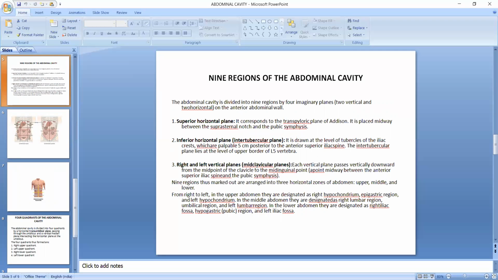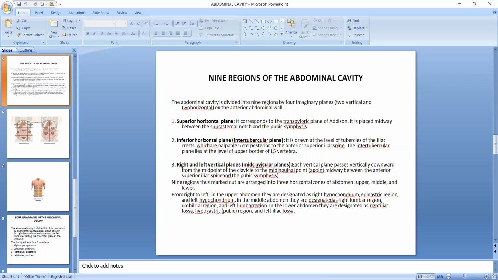Nine regions of the abdominal cavity, and we discussed here the regions of the abdominal cavity. The abdominal cavity is divided into nine regions by four imaginary planes, that is, two vertical and two horizontal, on the anterior abdominal wall. Superior horizontal plane. It corresponds to the transpyloric plane of Addison. It is placed midway between the suprasternal notch and the pubic symphysis.